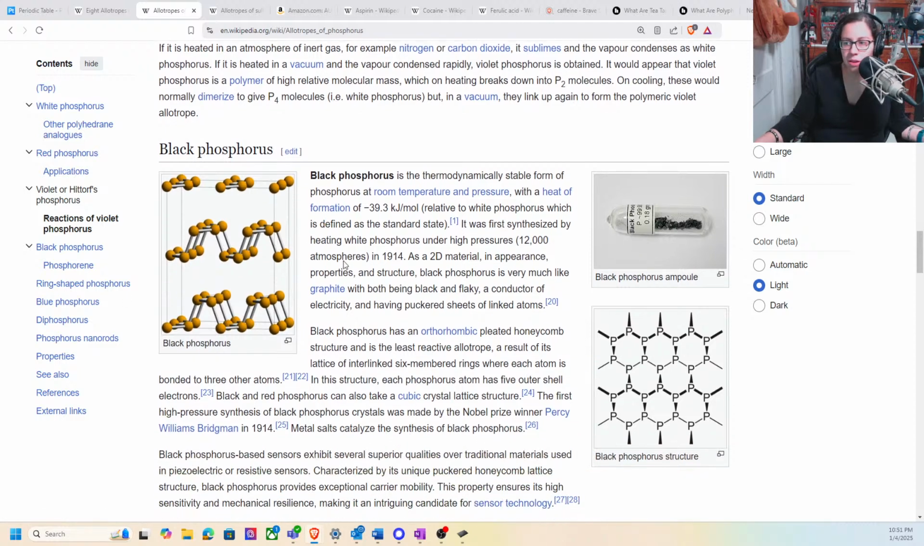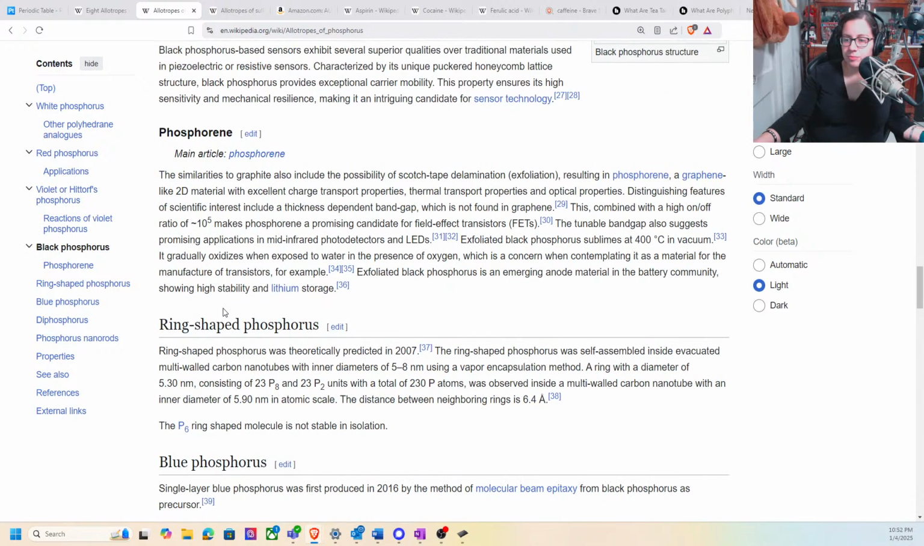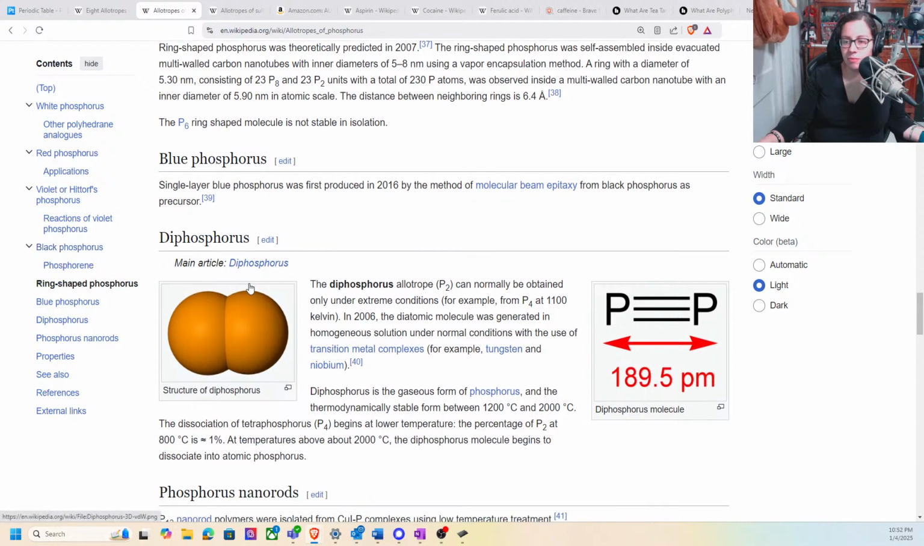Here's another one, black phosphorus. So this is thermodynamically stable. And just appreciate it, here's a more top-down view. This gives us kind of the better 3D. And so, also diphosphorus. And some of these are probably, and this mentions it, only obtained under extreme conditions.